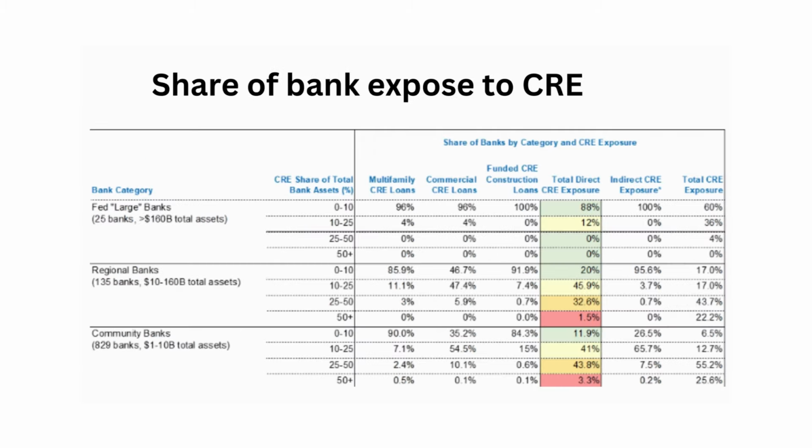This chart talks about the percentage share of banks exposed to commercial real estate. In the regional banks, if you see, 25 to 50% exposure to commercial real estate is 32%. It means if something goes wrong with commercial real estate, these regional banks, whichever are exposed 25 to 50%, will be in trouble. Similarly, for community banks, 25 to 50% exposure applies to 43% of them. So if there is any issue, trouble, or crisis in commercial real estate, regional and community banks will be hit compared to the large banks.